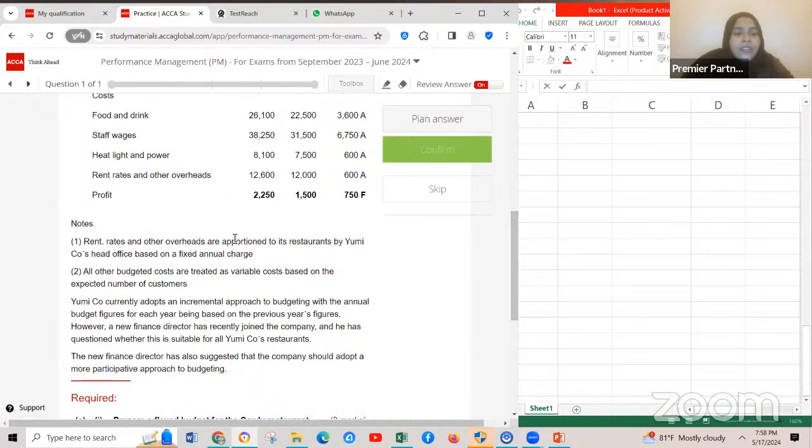Rent, rates and other overheads are apportioned to its restaurant by Yumiko's head office based on a fixed annual charge. All other budgeted costs are treated as variable costs based on the expected number of customers. Only rent, rates and other overhead is treated as a fixed cost. Others are all variable and directly related to the number of customers.